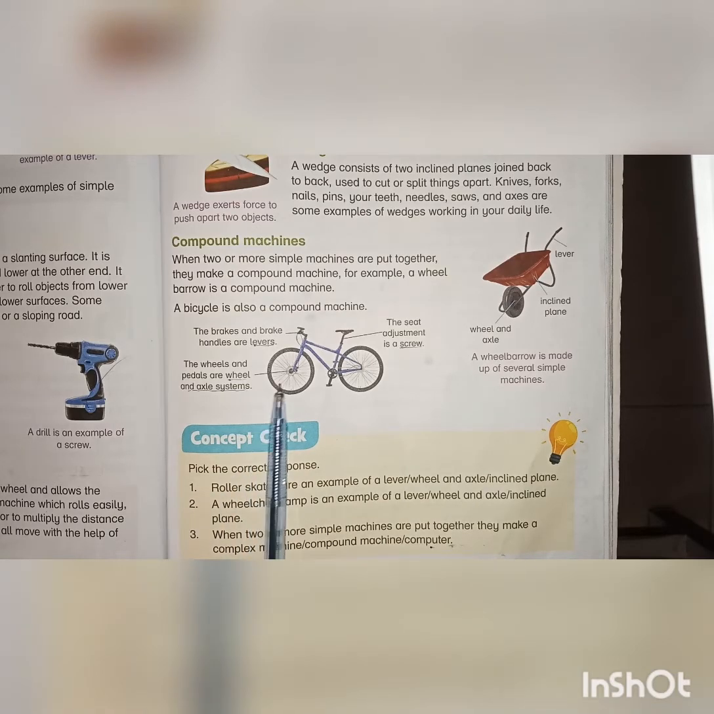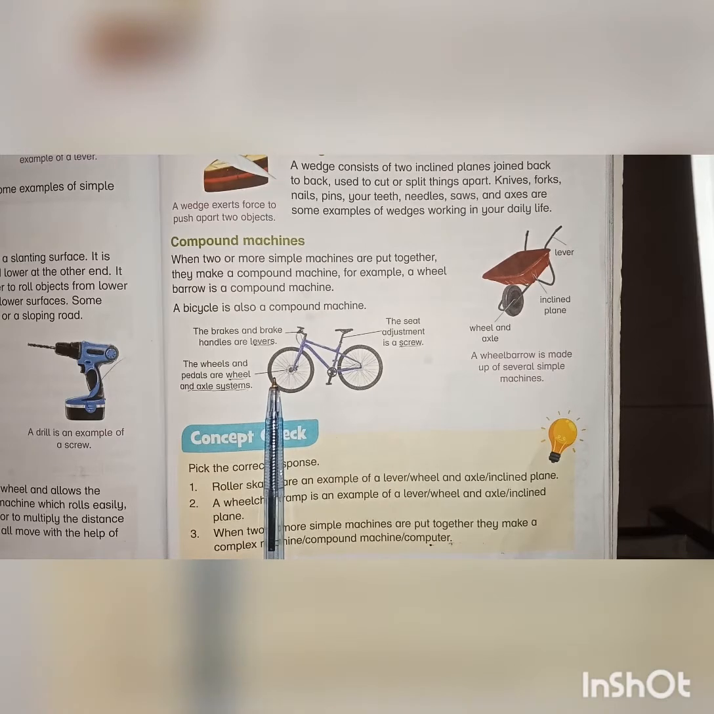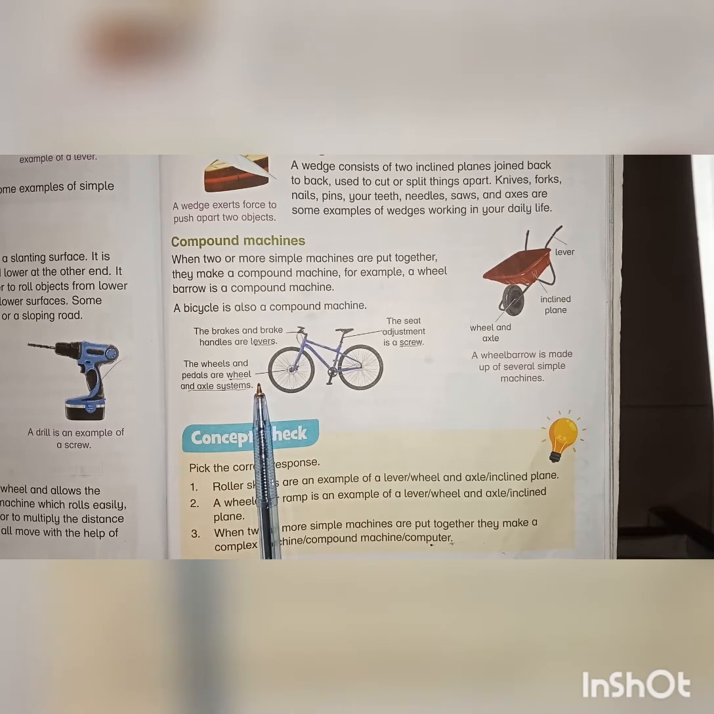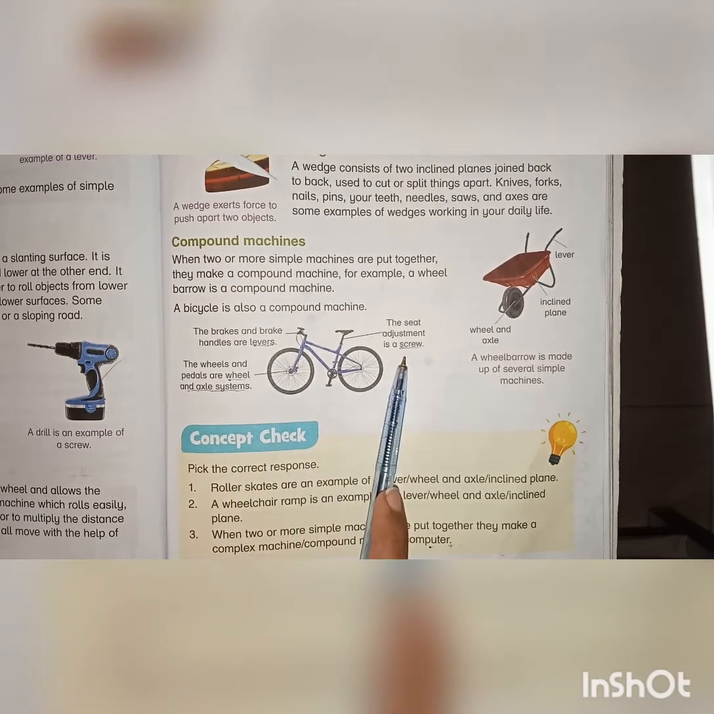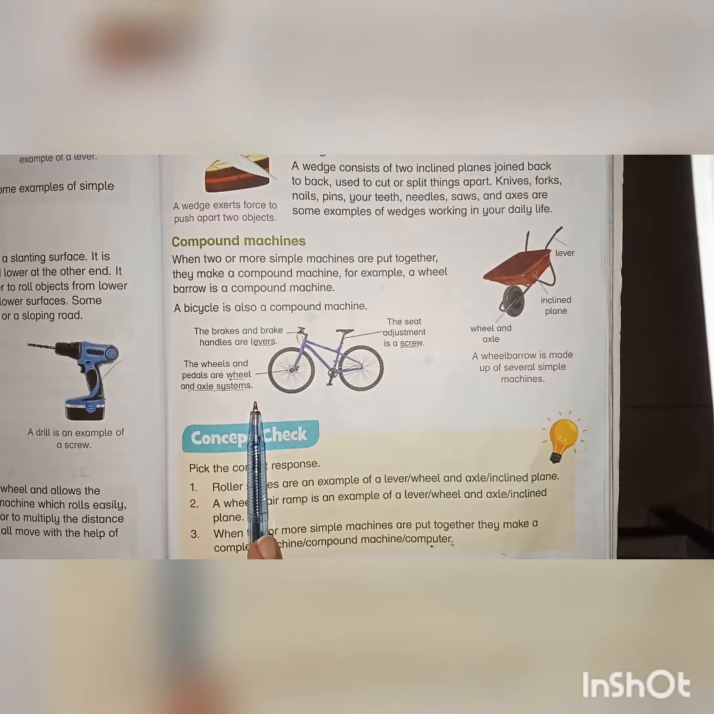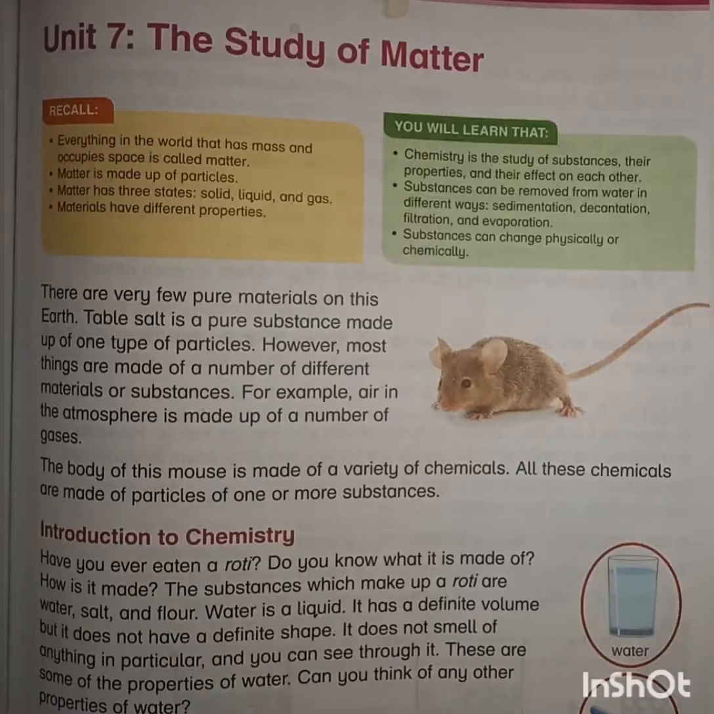In the last one, wheels and pedals are a wheel and axle system. So, a bicycle is a combination of lever, screw, and wheel and axle system. So, it is a compound machine.